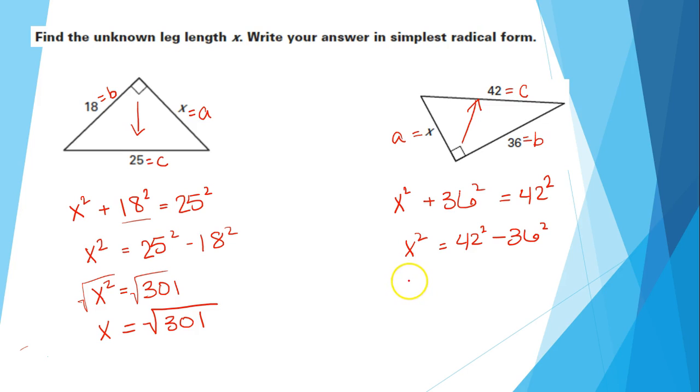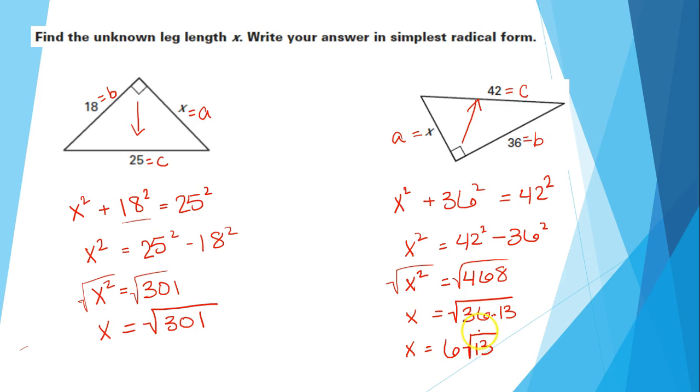And then again, calculate this value right here. And I get this right here, 468. Take the square root of both sides of your equation, and you get x is equal to the square root of 468. 468, the factors of that can be broken down into 36 and 13. You can take the square root of 36, so go ahead and do that. It's 6. And then what's left over inside the radical stays inside the radical. So 6 square root of 13.